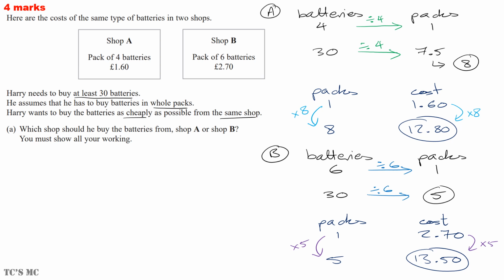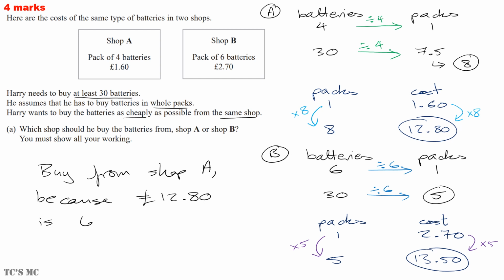We now need to give a statement which shop is cheaper. We can say buy from shop A. Remember, we must justify, because £12.80 is less than £13.50. And now we would have our fourth mark.